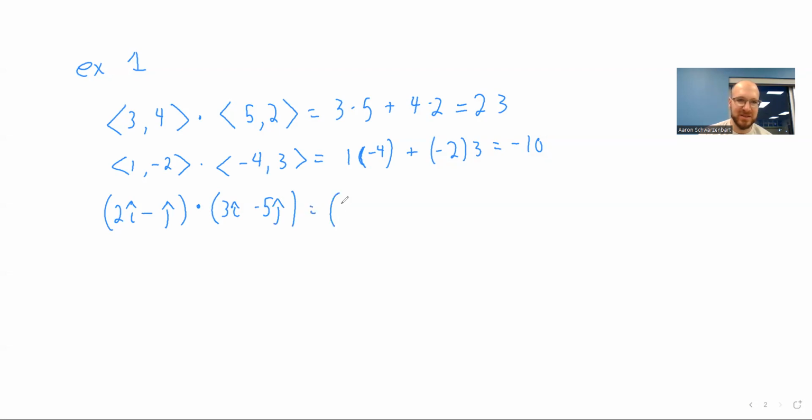So here I've got, again, I don't include the i's and the j's, I just do the components. So it's 2 times 3 plus -1. This j hat here is -1 j hat, times -5. I guess I didn't really need the outside parentheses. It's 6 plus 5 is 11. Okay. So this is a couple of dot products.